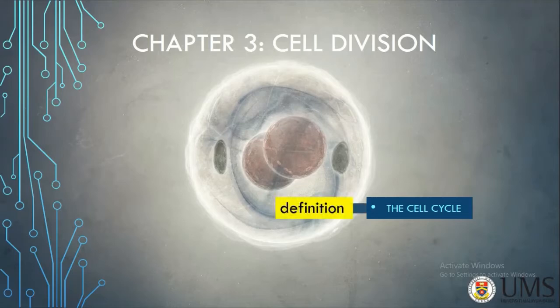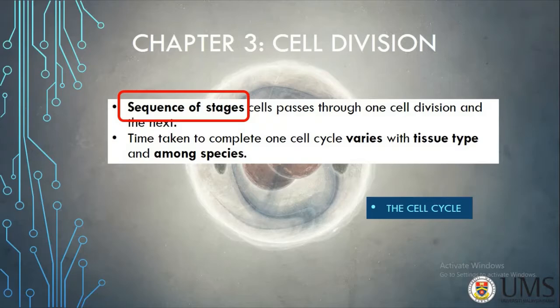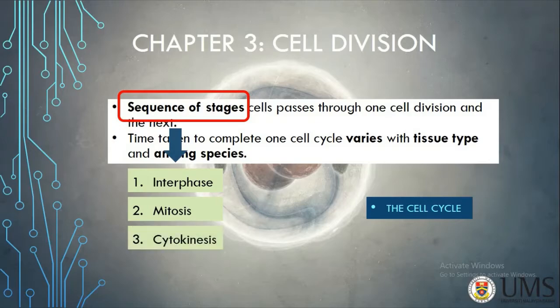Next, we will cover what is the cell cycle. The cell cycle is defined as the sequence of stages that a cell passes through from one cell division to the next. The time taken to complete one cell division varies with tissue type and among species. So what is actually meant by the sequence of stages here? The sequence of stages involves three stages. The first stage is interphase, followed by mitosis, and finally cytokinesis.